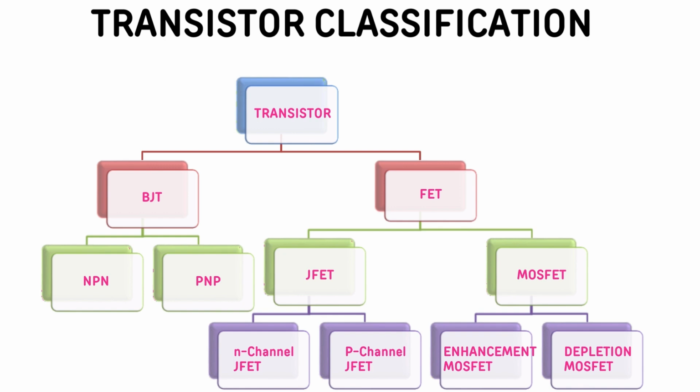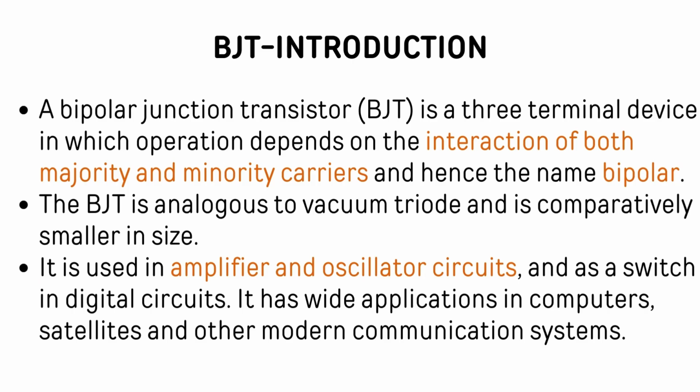Again, JFET is classified into two types, N channel JFET and P channel JFET, whereas MOSFET is classified into enhancement MOSFET and depletion MOSFET. BJT introduction.